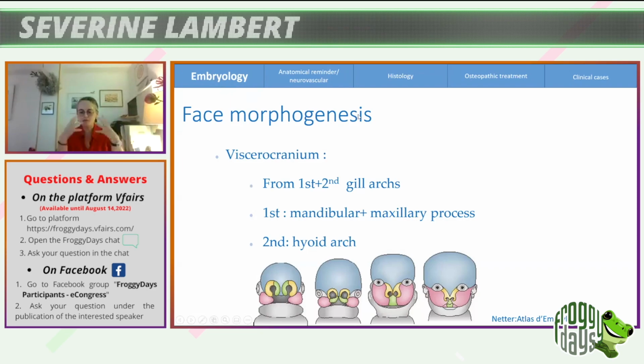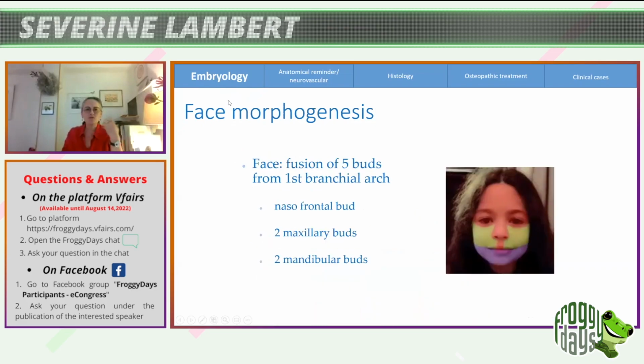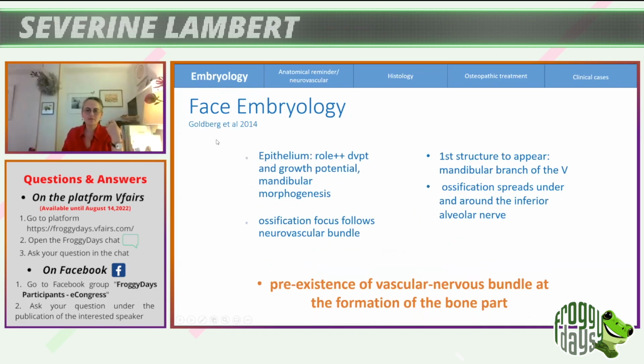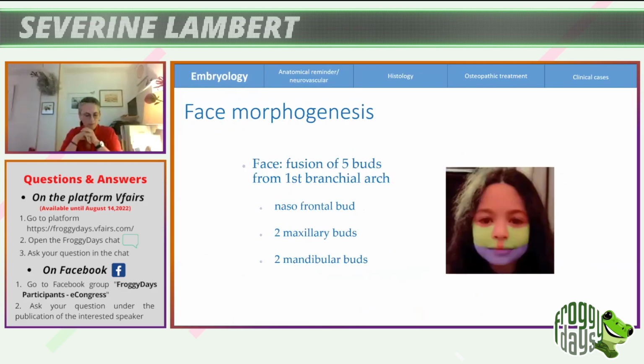It is really important to discuss the first and second gill arch, and then the mandibular and postmaxillary process. No, I'm sorry, I'm not on the right slide. We have the 5 buds: the nasofrontal bud, the 2 maxillary buds, and the 2 mandibular buds. So that's really important.